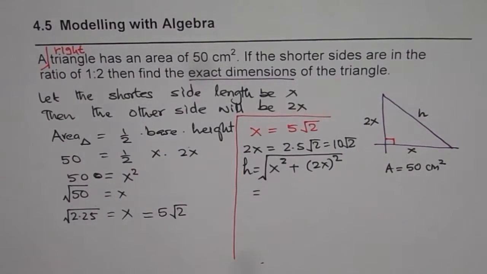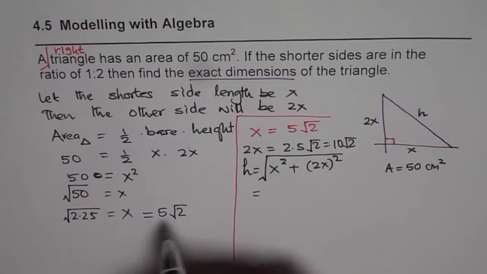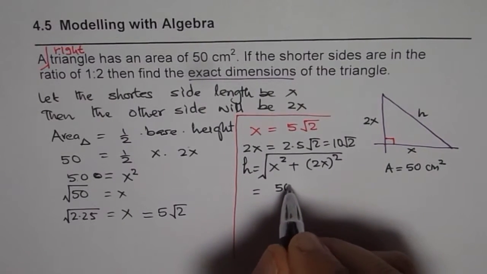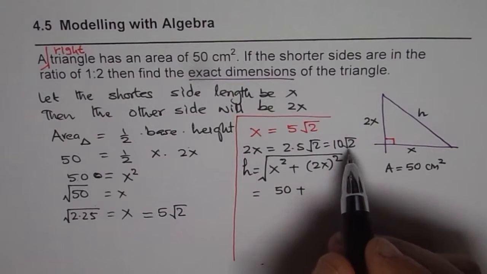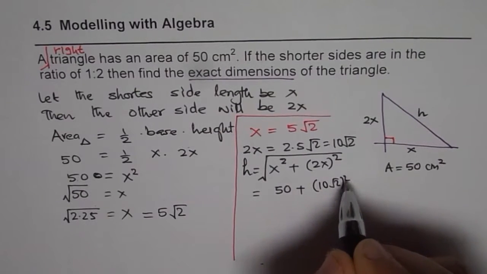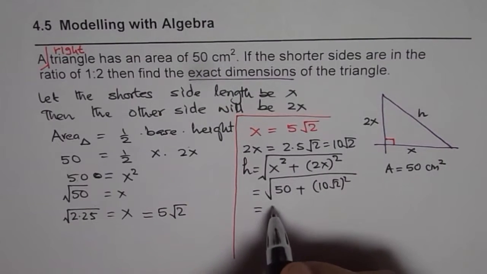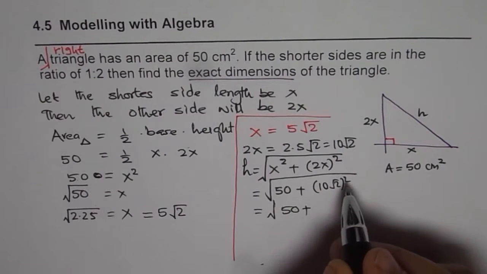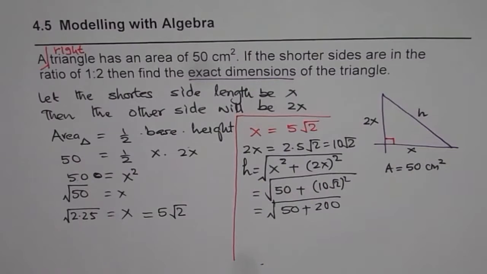So let's substitute the values. x square is 50, let's use that. Or we could square this number anyway. x square is 50, so write 50 plus. What is 2x whole square? That means the square of this. I think that would be confusing, so let's write 10 square root 2 whole square, all under the square root. I should have written here 5 square root 2 whole square. Anyway, so we get 50 plus 10 square is 100, 100 times 2 is 200. Do you understand? So that becomes 200 for us.